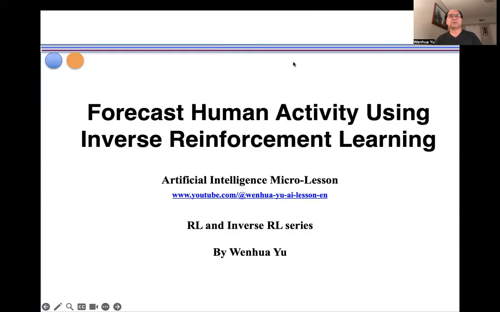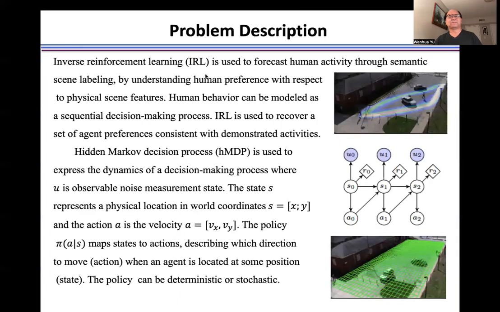In this video, I introduce forecasting human activity using inverse reinforcement learning. Now we introduce how to use inverse reinforcement learning to solve a practical problem.